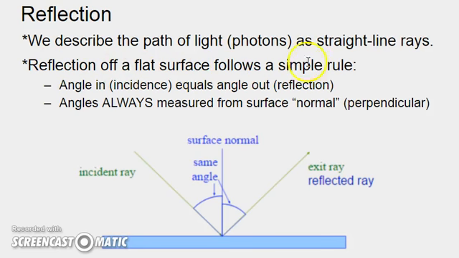Reflection off a flat surface follows a simple rule. Angle in, the incidence, equals the angle out, and this obeys the law of reflection. Angles are always measured from the surface normal, or the normal line, as we'll call it. So my incident ray, this angle relative to the normal, must equal the reflected ray, and this angle here must be equal to this angle here. And this, of course, is what we're talking about, a plane mirror, which is a perfect plane itself.